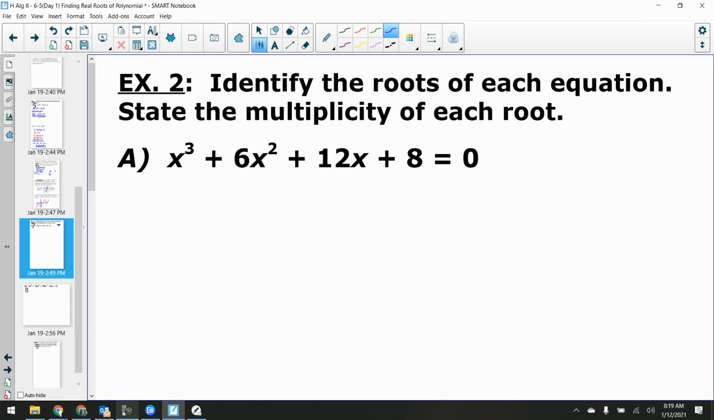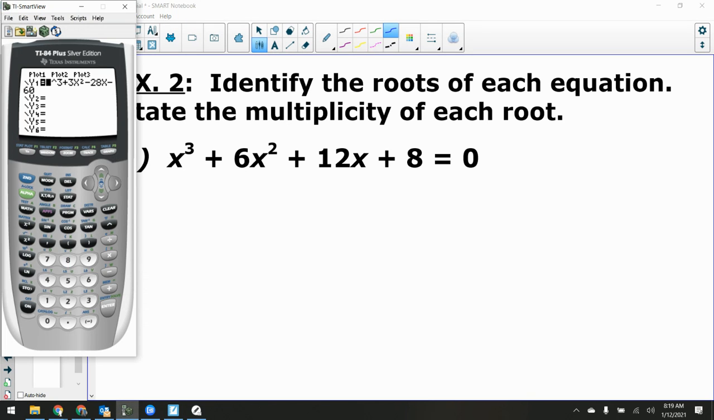So it does not factor. What you have to do is go to your calculator, because if it doesn't factor, I've got to figure out the points where it crosses the x-axis. X to the third plus 6x squared plus 12x plus 8. Zoom 6 this.